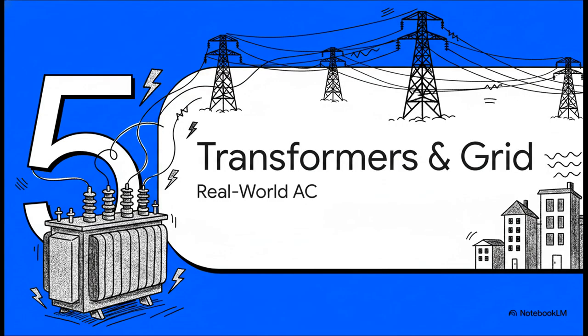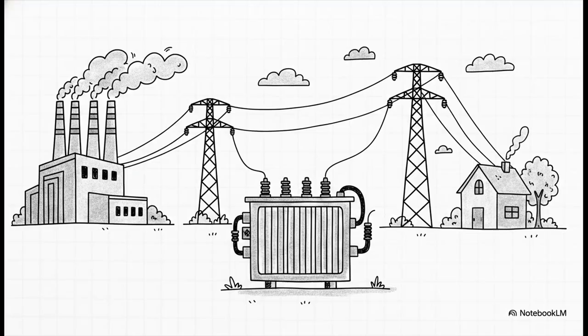Finally, Section 5, Transformers and the Grid. Let's look at real-world AC. So, we established earlier that almost all our power is AC, but why? The core reason we prefer AC over DC is transmission. How do we get this power from a plant hundreds of miles away to your living room economically and efficiently?